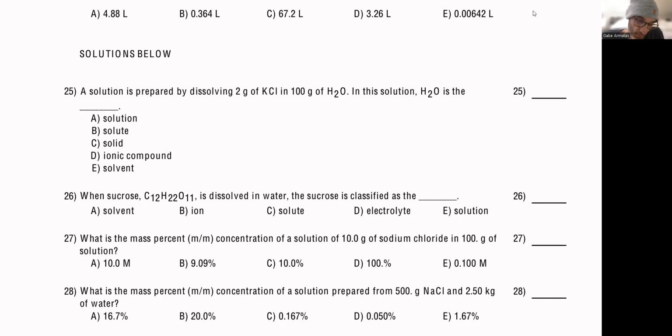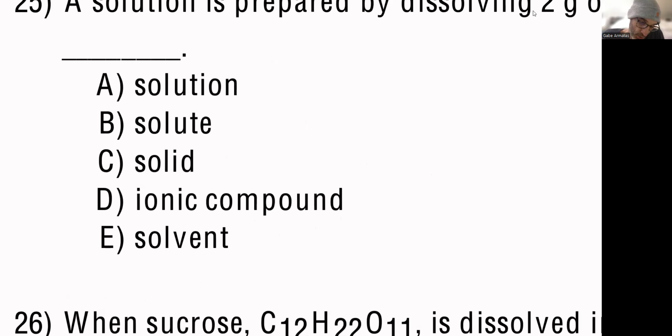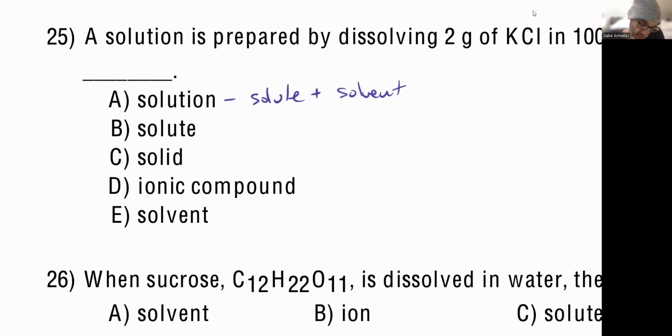A solution is prepared by dissolving 2 grams of KCl in 100 grams of water. Solution is a homogeneous mixture. It is the combination of both solute and solvent together, and in fact, it calls it a solution. So that is obviously not the answer.